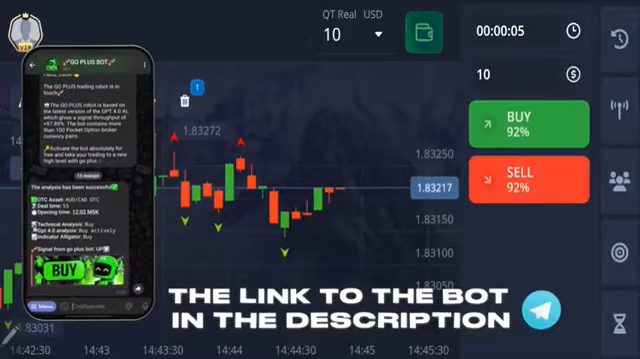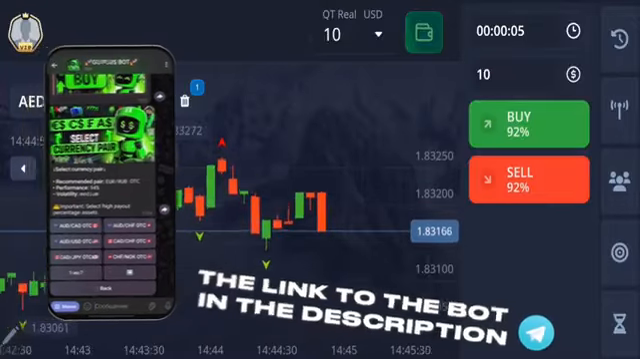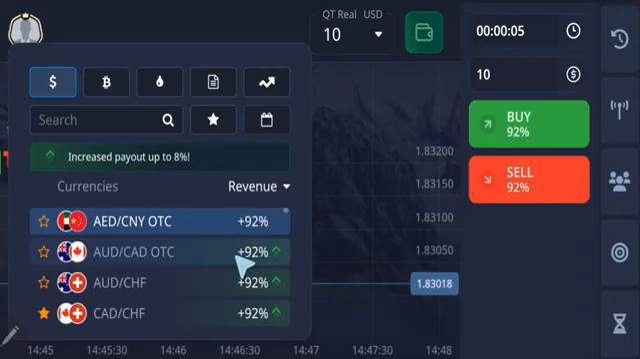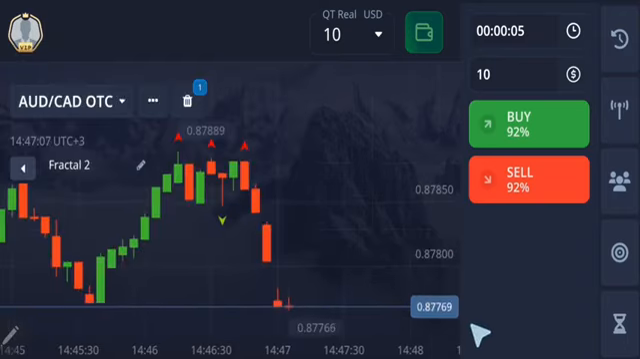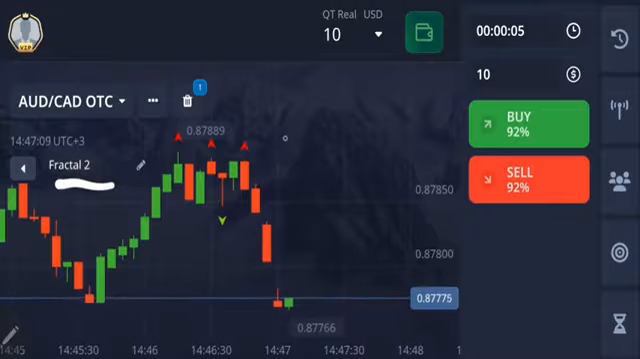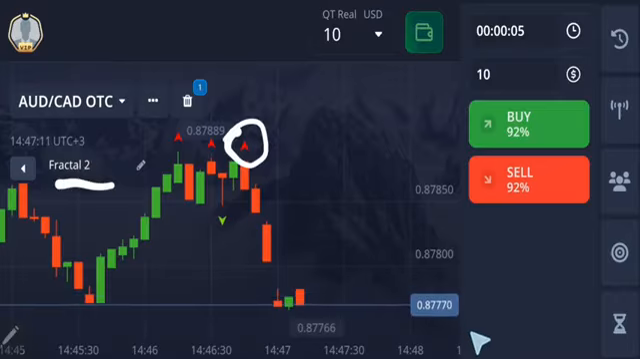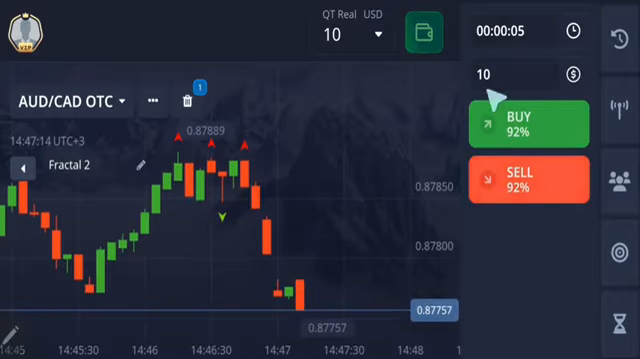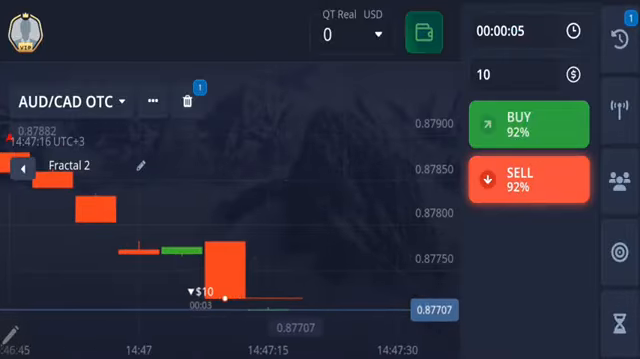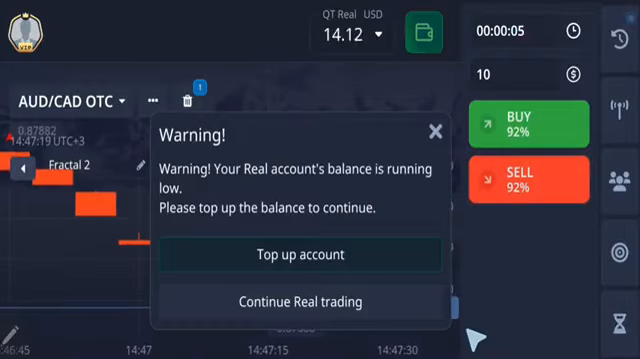Alrighty, so now I'm gonna pick any currency pair. So I'm gonna open this thing and let it be Australian dollar, Canadian dollar, OTC. Let's have a look at the fractal indicator. I see that the red arrow just showed up, so I'm gonna buy a $10 put option. The expiration time is 5 seconds. 1 second, and the trade ends up with a profit.